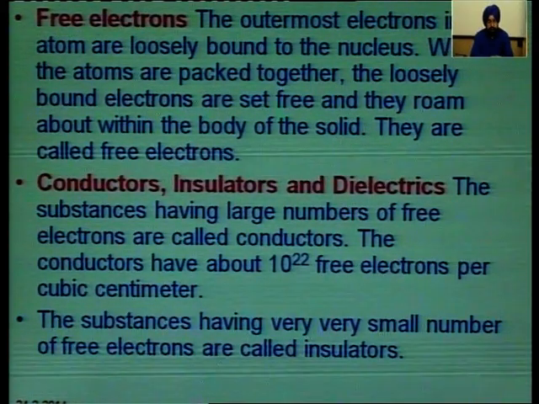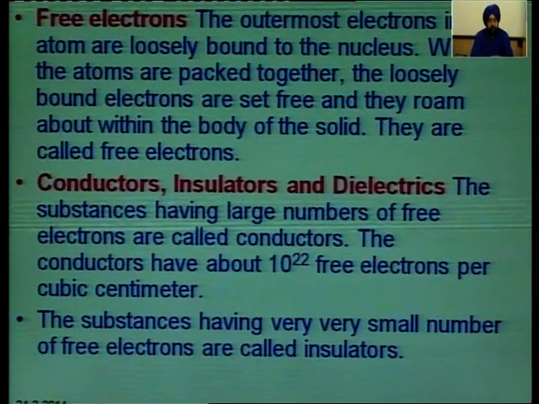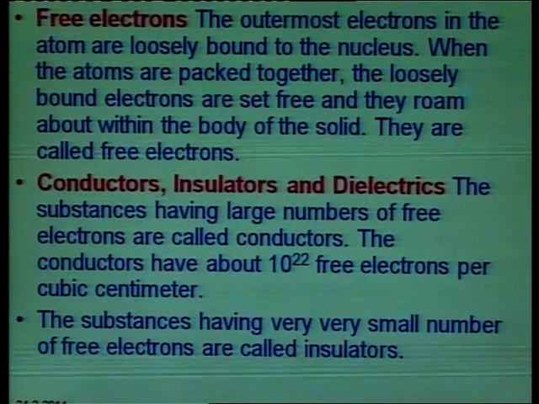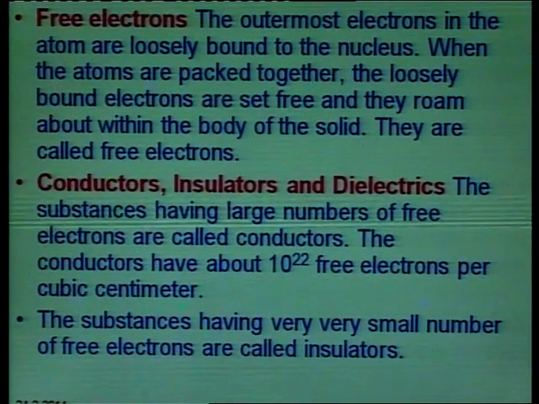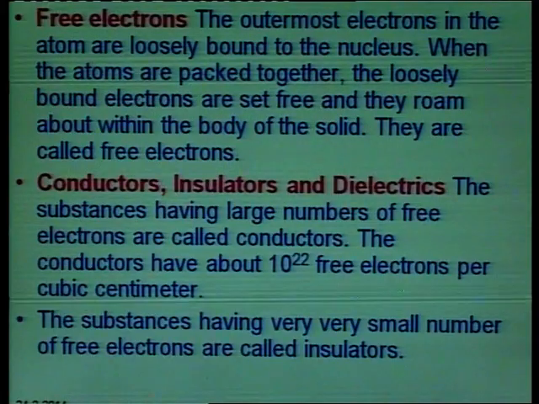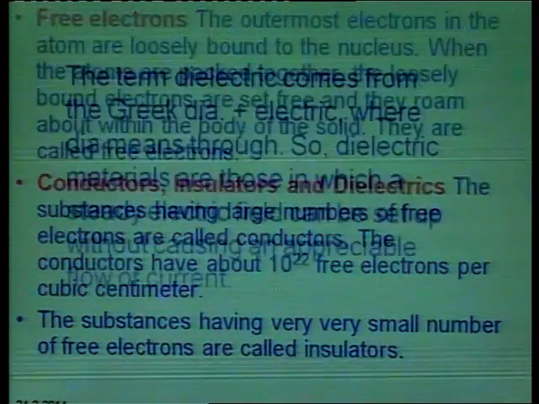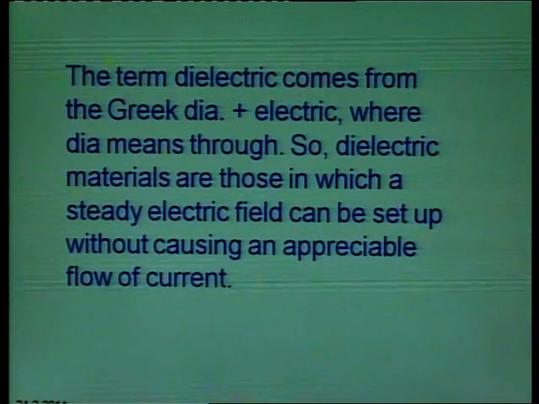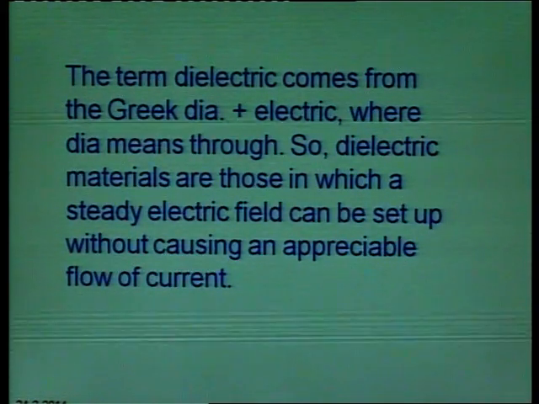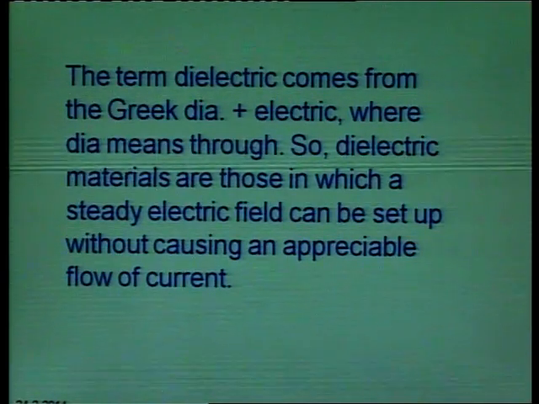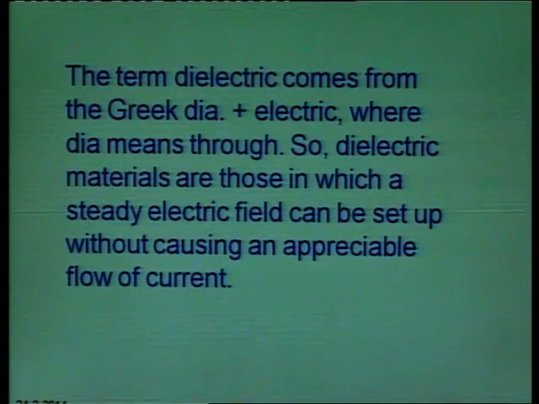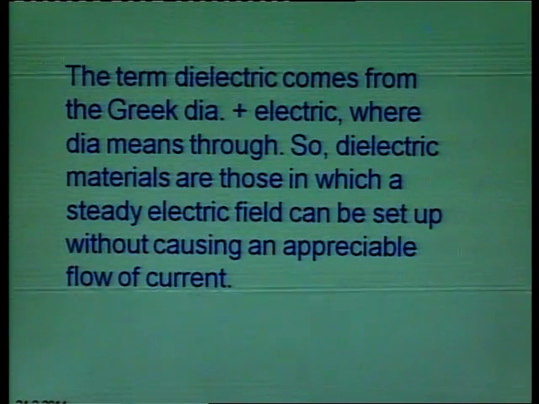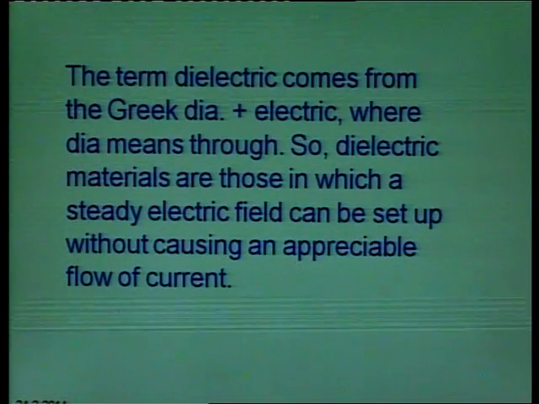Those substances which have a large number of free electrons are called conductors. Approximately, there are around 10 to the power 22 free electrons per cc in a conductor. The substances which have very small number of free electrons are called insulators. Then what is a dielectric? Dielectric is a word which comes from Greek, meaning dia plus electric. Dia means through. So dielectric materials are those materials in which a steady electric field can be set up without causing any appreciable flow of current.